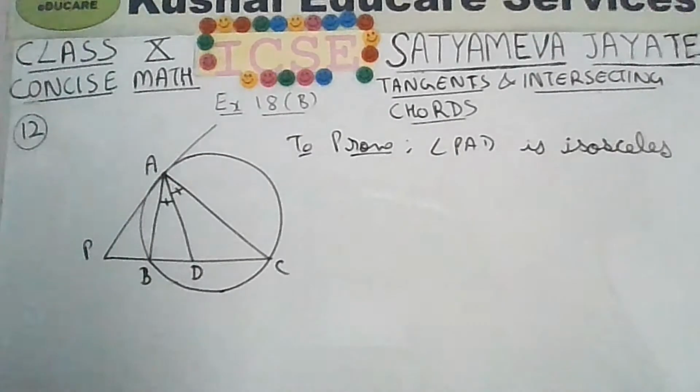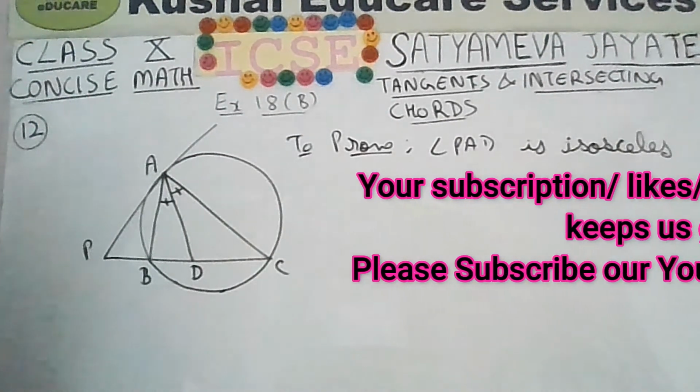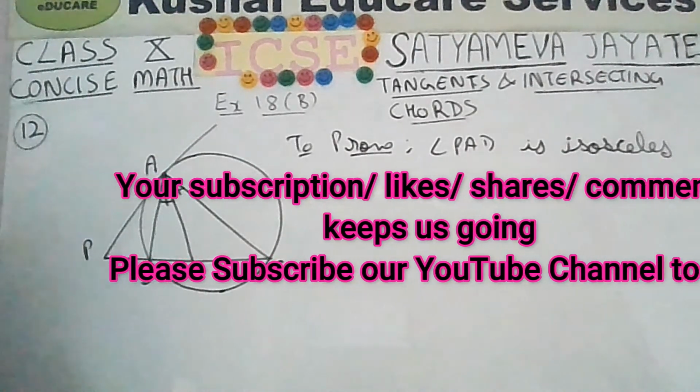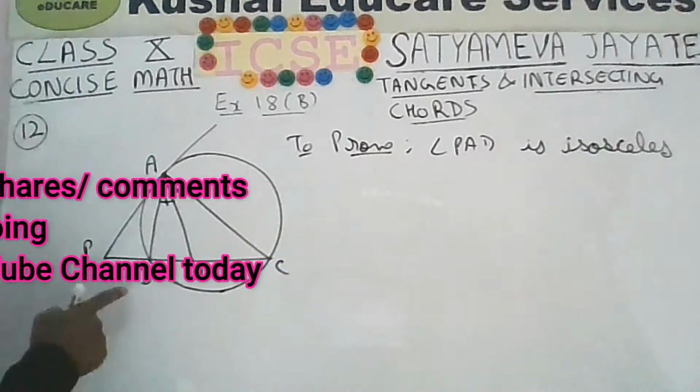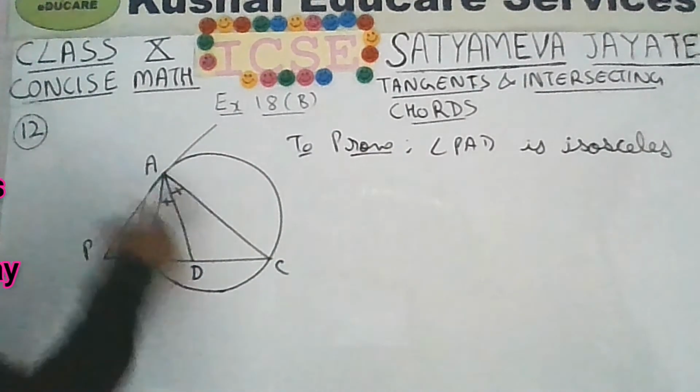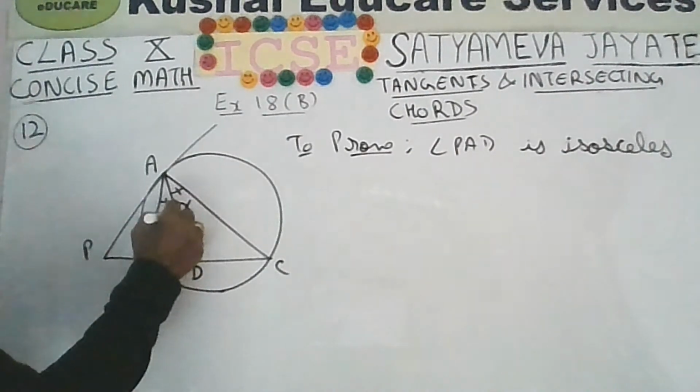So you have to prove that triangle PAD is isosceles. It has been given that AD is the angle bisector of angle BAC. So that means these two angles, BAD and DAC, will be equal. So if this is x, it will also be x.